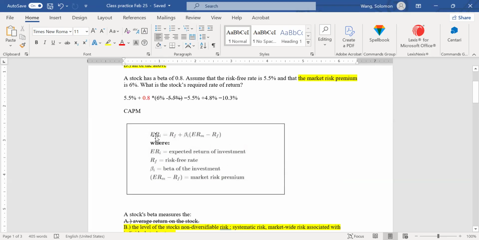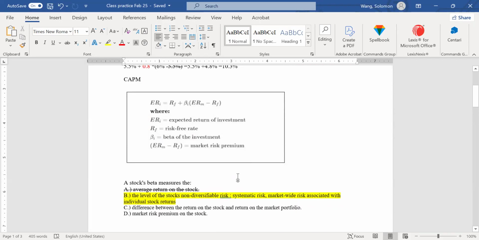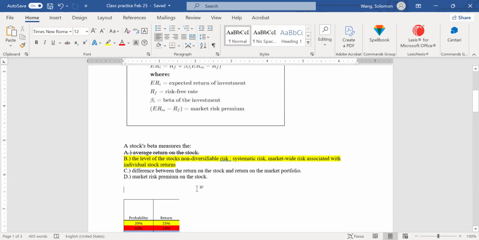The individual stock is right here, and this is the market risk premium, and this is the beta. So you can see if beta is 0.8, that means when the market increases or decreases by 1%, then the stock would increase or decrease by 0.8% at the risk premium level. And here could be a multiple choice question.